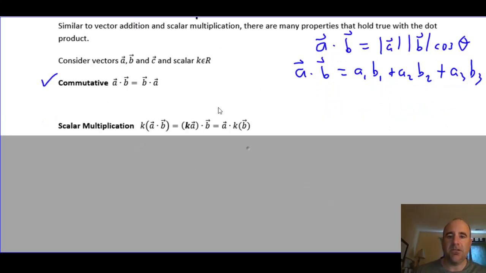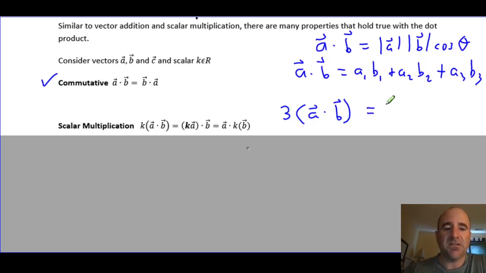Okay, combining the dot product with scalar multiplication. If you think of K as a number here, this kind of helps. So basically, you want to multiply A dotted with B times 3. This is not scalar multiplication of a vector here, because A dotted with B is a scalar times a scalar. Basically, this property is saying that's going to be the same as 3A dotted with B. Well, that should make sense too.